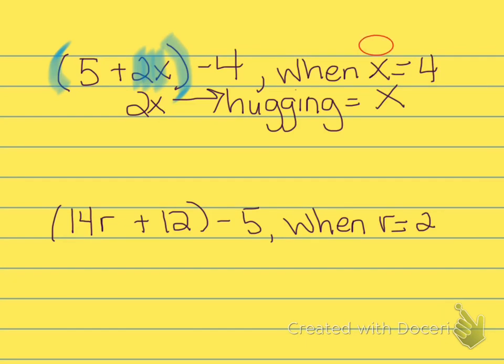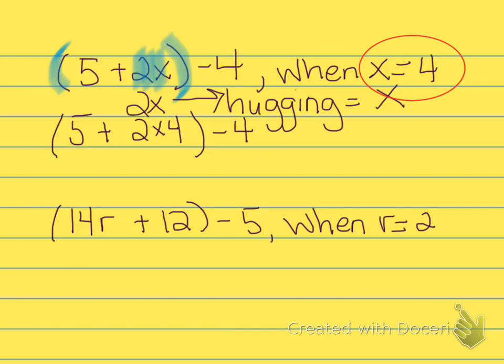So let's plug in our value. Our value for x is 4, and let's see what we can come up with. So here we go. We have parenthesis 5. Oh, that's not a 5, Mrs. Chaparro. We have 5 plus 2 times 4, parenthesis minus 4. Okay?